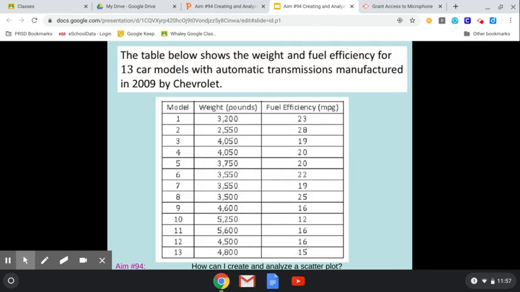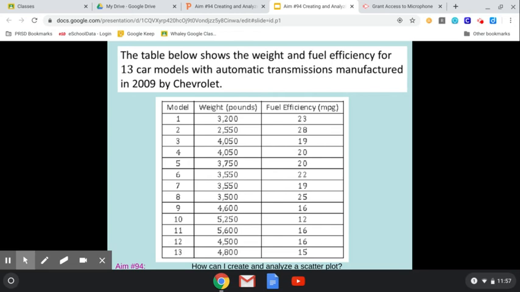Okay, so what you see here is the data that we're going to create our scatter plot with. The table below shows the weight of a car and the fuel efficiency. So here are 13 cars that have an automatic transmission, and they were all 2009 cars that were made by Chevy. So what we've done here is we at least made them all from the same company and the same sort of engine, automatic transmission. So it's a good way to compare.